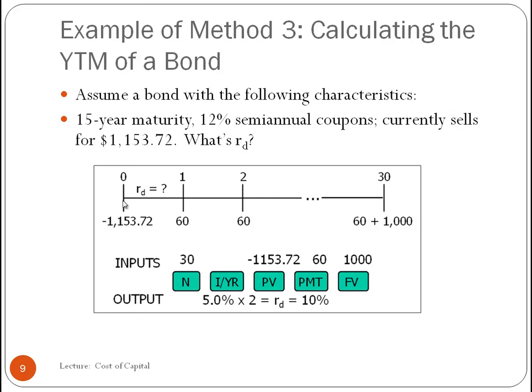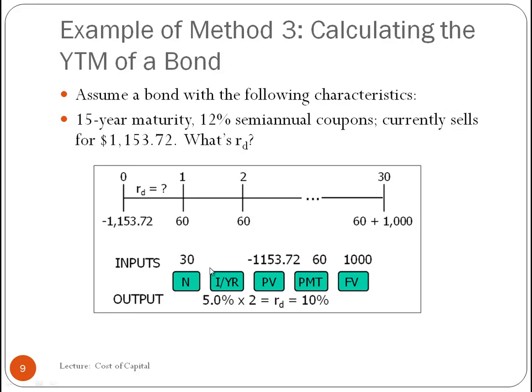So on our timeline, just to review this, at time 0, this is the current price, which is $1,153.72, and we enter that as a negative, and we've seen that previously. And then it's a 15-year semi-annual, so we actually have 30 periods. It's a 12% payment, so $120 divided by 2 for 2 periods. We have 30 periods of $60 payments. And at the end, we have the face value paid back, and that's just $1,000.